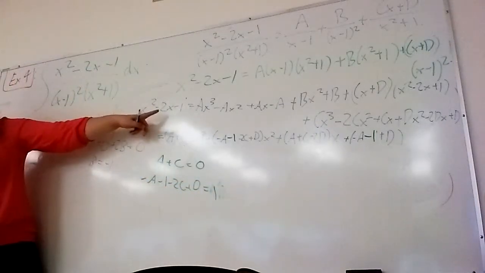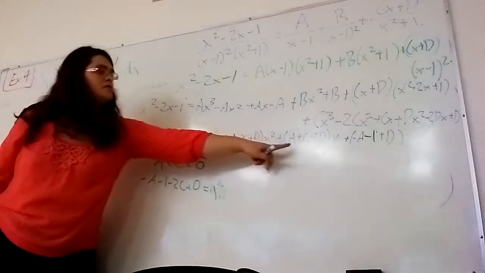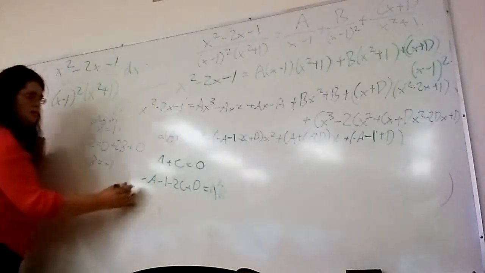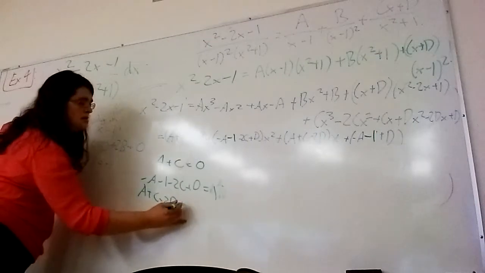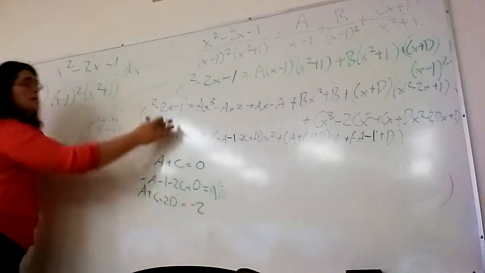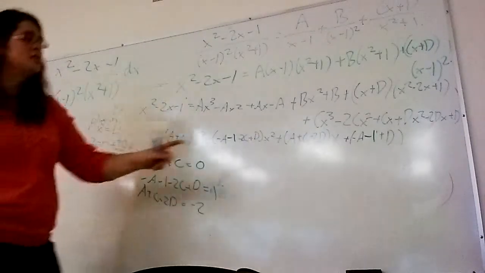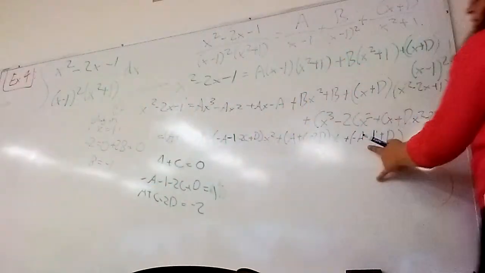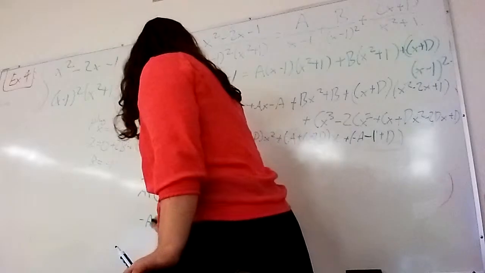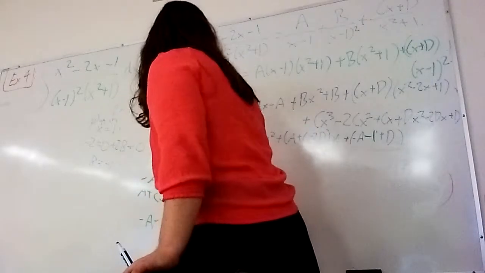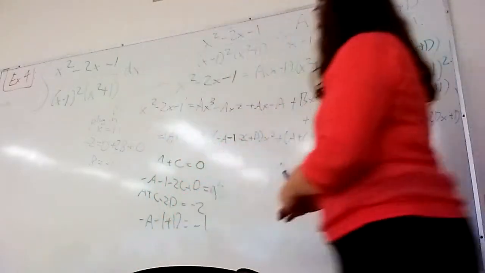There's minus 2 x's here, and there's this many x's here. So a plus c minus 2d equals minus 2. There's a negative 1 constant term over here, and there's negative a minus 1 plus d over here. So negative a minus 1 plus d is negative 1.